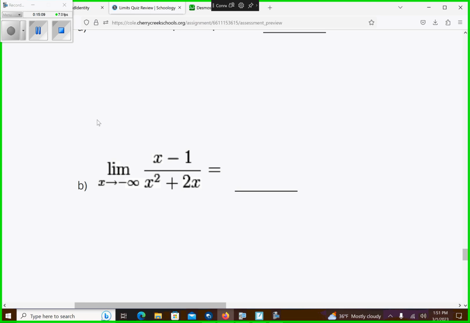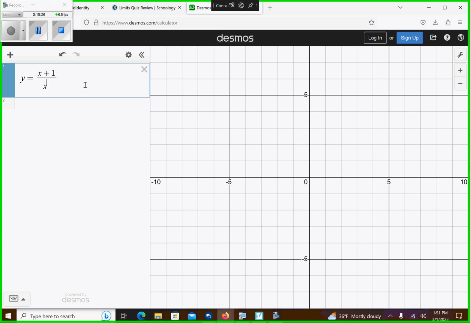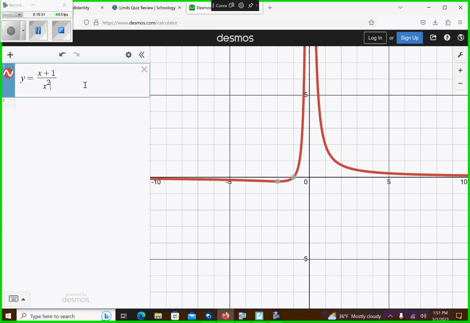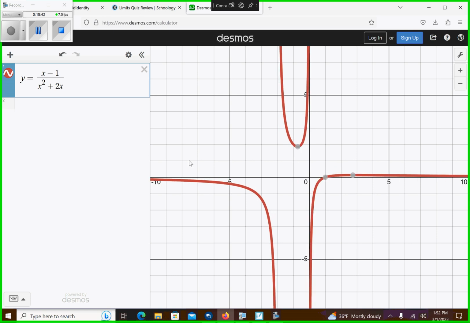What did the graph look like? Asymptote. X minus 1 over x squared plus 2x. Yeah, I was just x minus 1 on top. All right. And we want to go which way? Negative infinity. Yeah, it looks like 0.